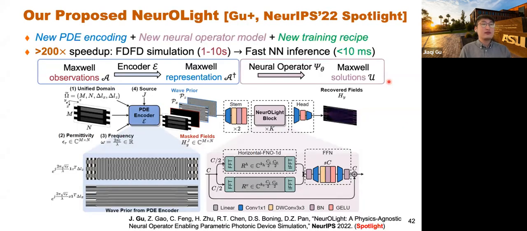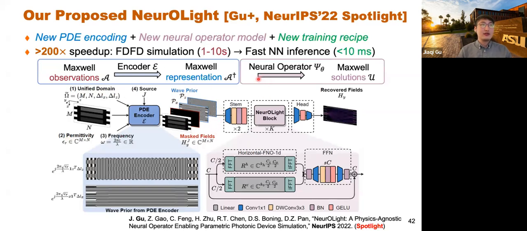Our proposed solution, published in NeurIPS 22, is called NeurOLight. Basically, we construct an entire framework. We can encode the raw Maxwell equation observations. The observation is basically the device description, for example, the refractive index of the material, the optical frequency of the input mode, the optical light source magnitude and phase, and also the unified solving domain, within which you want to solve the Maxwell equation. Then we have a Maxwell encoder, which represents all this information in a very compact tensor representation.